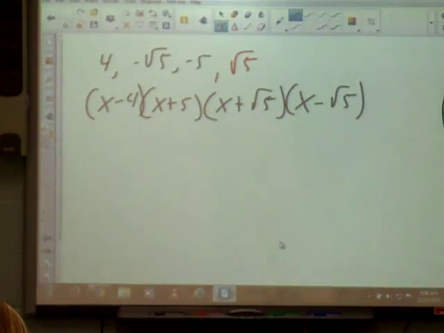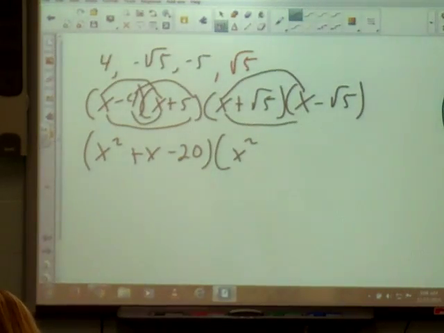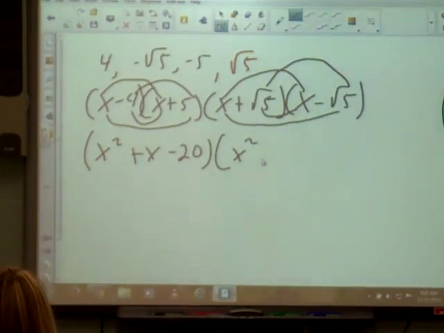Okay, so now I'm doing the same thing as I did on the last one. This will give me x squared plus 5x and minus 4x is plus x, and then minus 20. Here, with the square roots, that gets me x squared. Negative square root of 5x and positive square root of 5x cancel out. And on the last, square root of 5 times square root of 5 is the square root of 25, which is 5. Since one was positive and one's negative, it'll be minus 5.